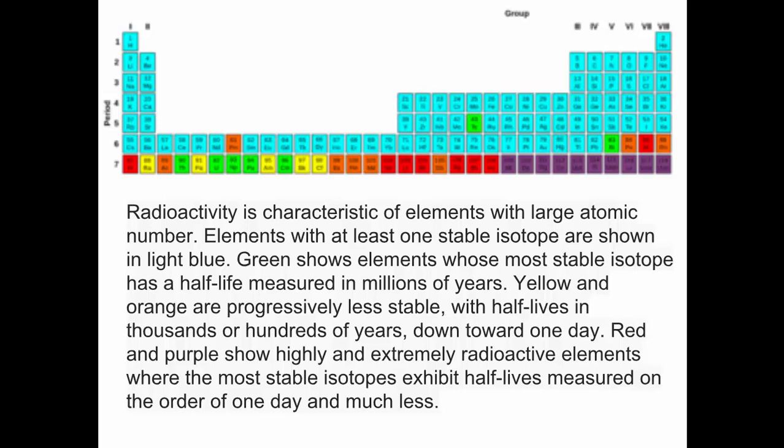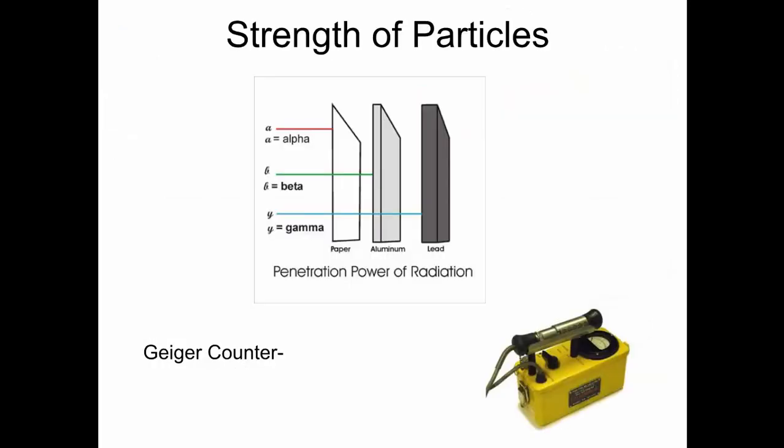The orange ones are a little bit more radioactive. They have a half-life on the order of thousands or hundreds of years. Red and purple are the extremely radioactive elements, where the half-lives are measured in days or even less, and so they're breaking down very quickly. So it depends on the size of the element, which is often what determines how stable it is.